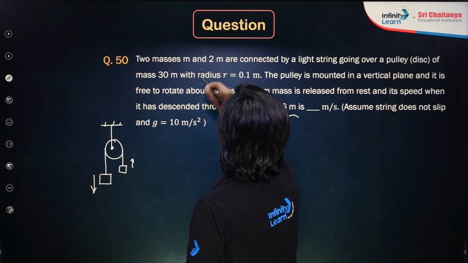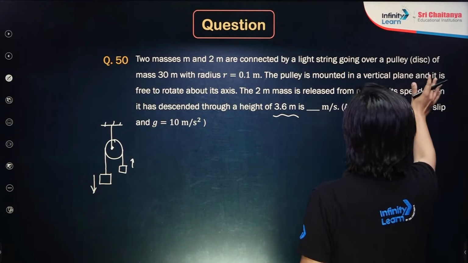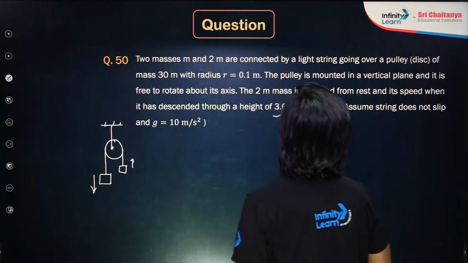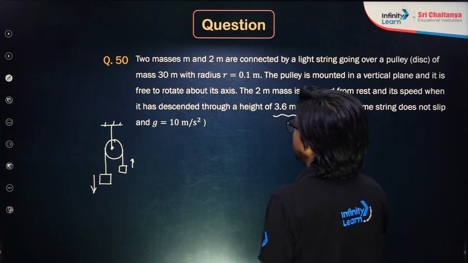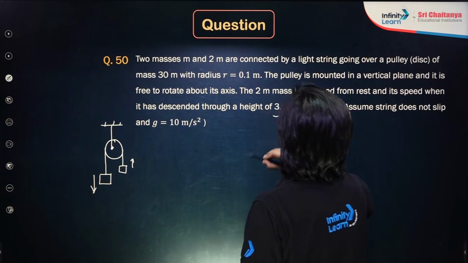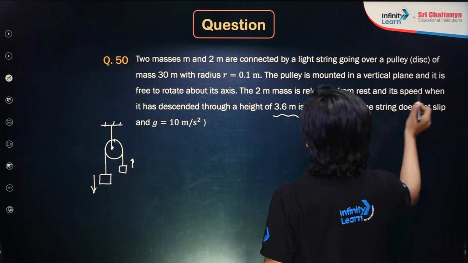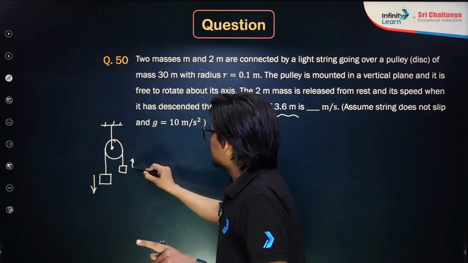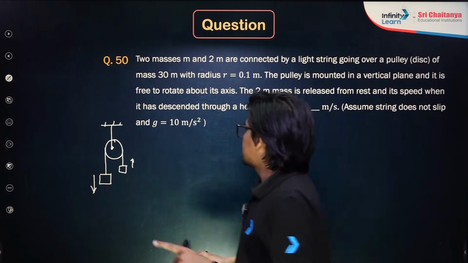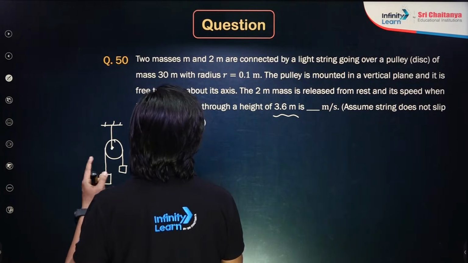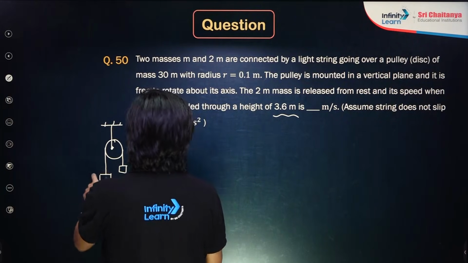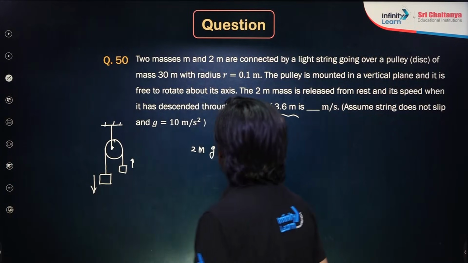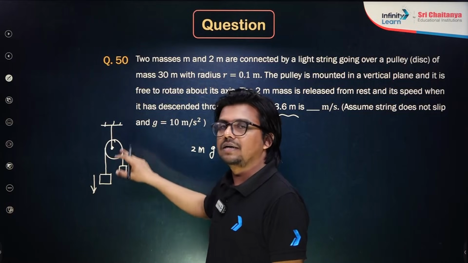Two masses m and 2m are connected by a light string going over a pulley, that is a disk, of mass 30 m with radius r equal to 0.1 meter. The pulley is mounted in a vertical plane and it is free to rotate about its axis. The 2m mass is released from rest and its speed when it has descended through a height 3.6 meter is. Whatever the speed this is having, this is also the speed of the lighter one. So I can write loss in potential energy of the 2m mass as 2m into g into h. Suppose it has descended by h, so the lighter one has also ascended by the same height.